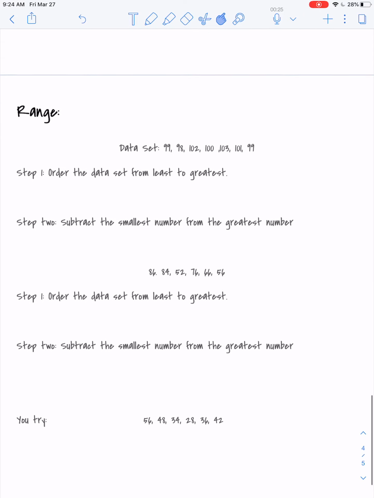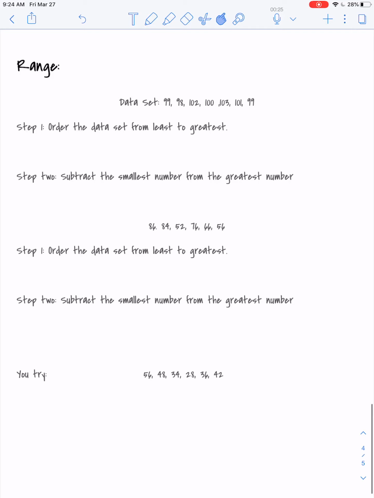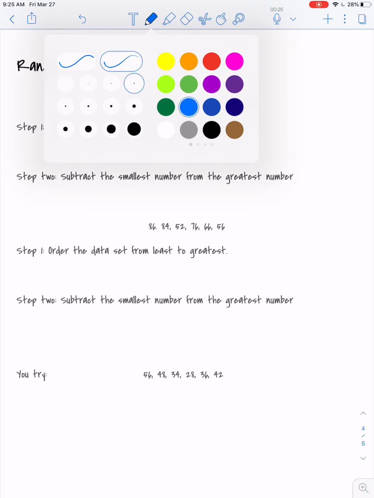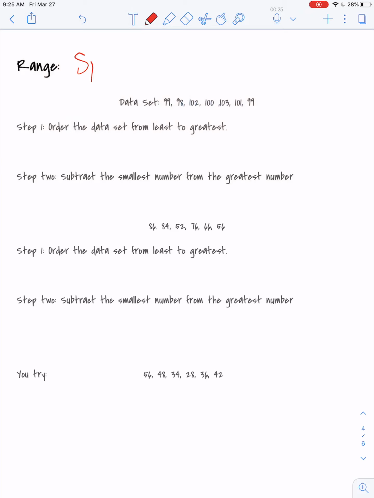Our last measure is range. So range is the span of our data set. So what is our range or our span in our data set? Once again, our first step is to order the data set from least to greatest so that we make sure we get our smallest and our largest number.